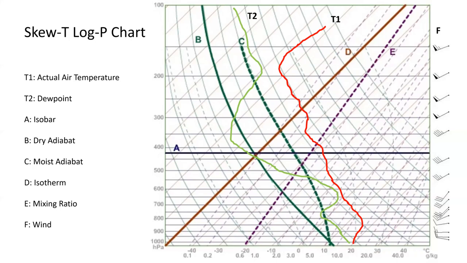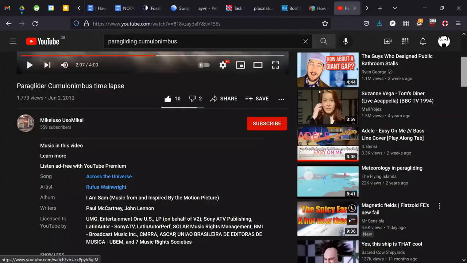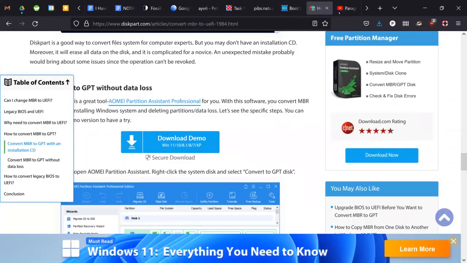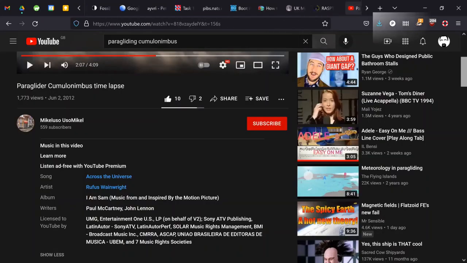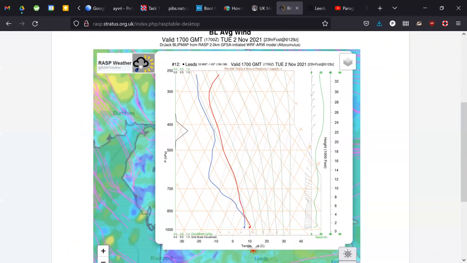The one piece of information we don't actually have is how warm that thermal actually is at its base, because we draw a line that we think it might start from. You might try a few, because we don't actually know what that's going to be. It's going to be a warm parcel of air, but how much?